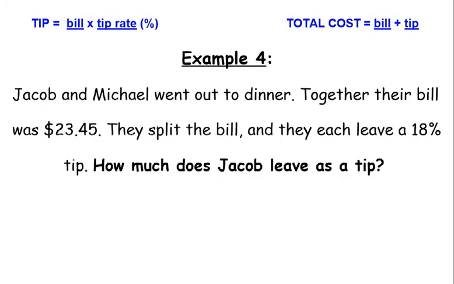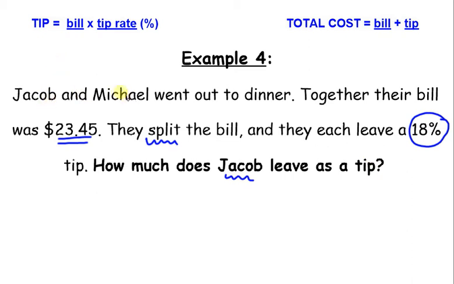All right, let's try another one. Number 4. Jacob and Michael went out to dinner. Together, their bill was $23.45. They split the bill, and they each leave an 18% tip. How much does Jacob leave as a tip? They don't want the total cost, they just want the tip.